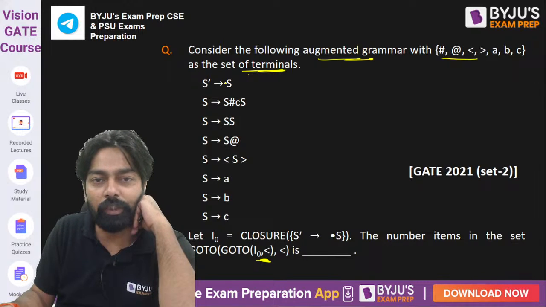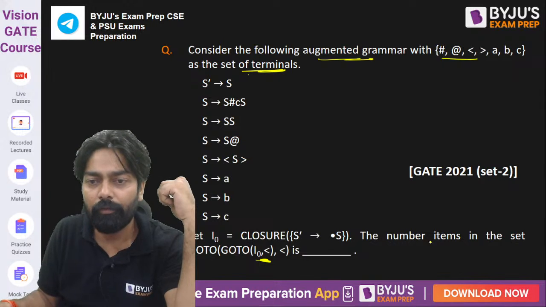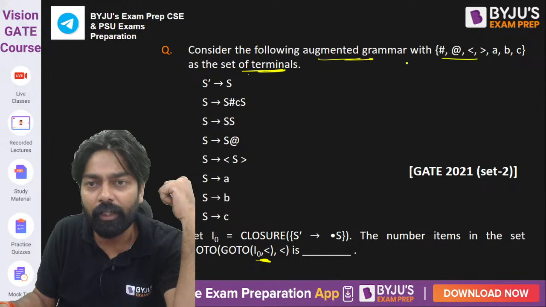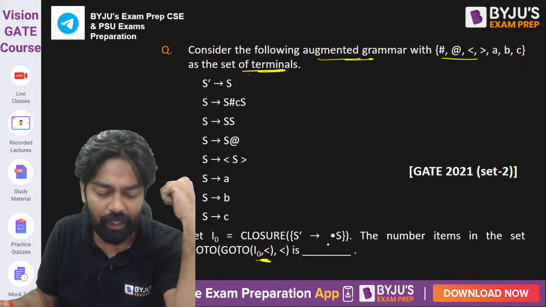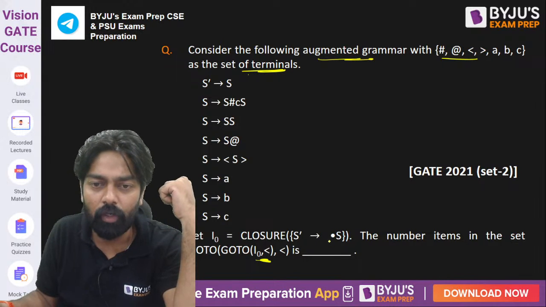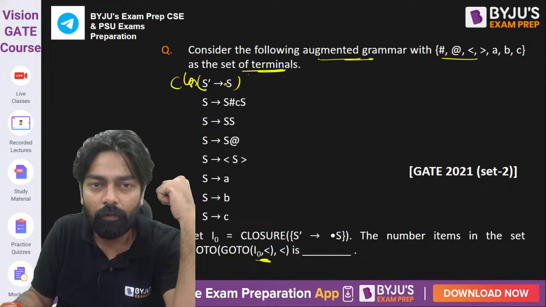So if you find the closure of this one, everyone knows. So you need to make what? The LR0 item they are talking about. They have written: consider the augmented grammar with this set of terminals. You need to find this one. This is an LR0 item only, you know. So okay, I am finding the closure of this one.